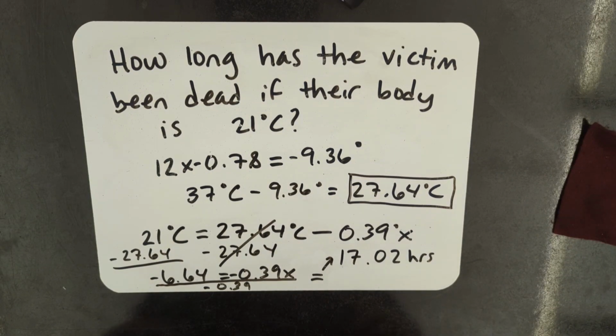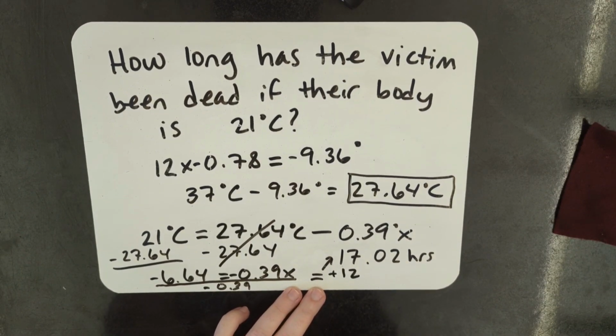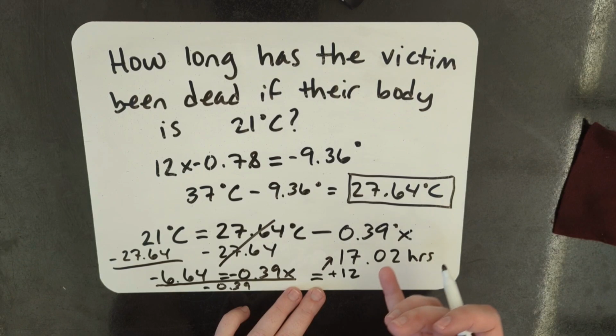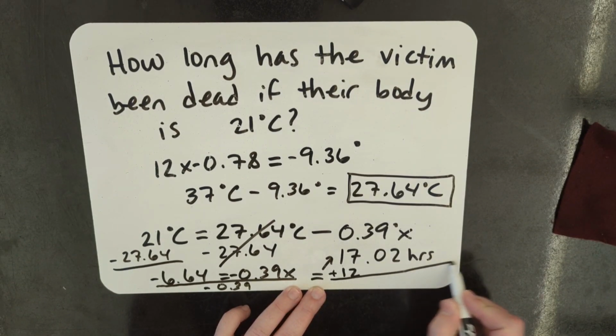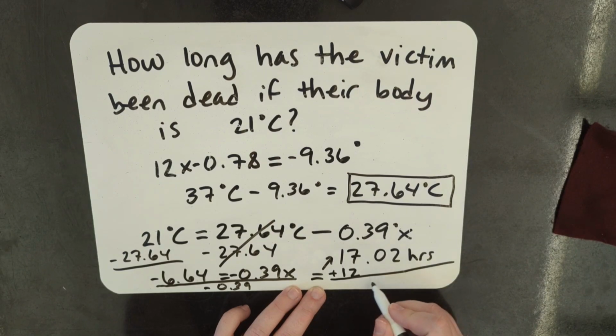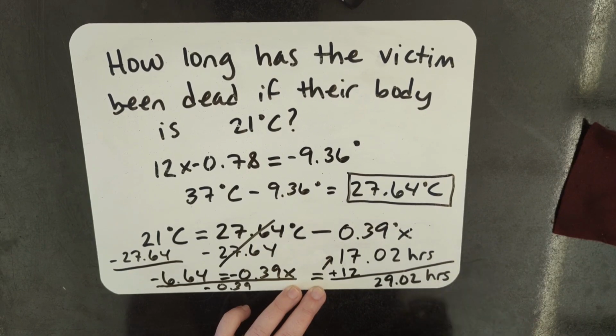The last step we need to do is take that 17.02 hours and add the 12 hours from when we were decreasing at the 0.78. That will give us the full amount of time that this person has been dead. So that is 29.02 hours since they died.